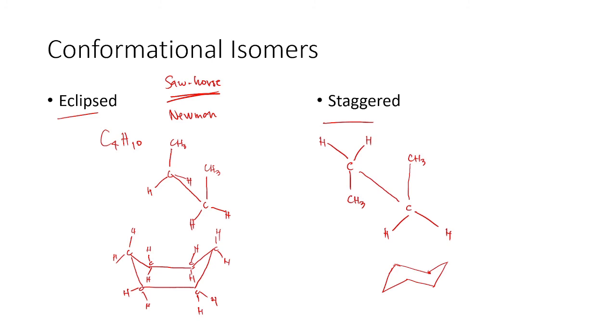So we have here the eclipse, which we call boat conformation. And this one, the staggered, which can also be called as chair conformation. Kasi it resembles a chair. Kung titingnan natin. Basically, that's it. That's all of the isomers.